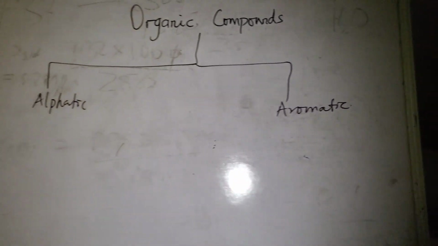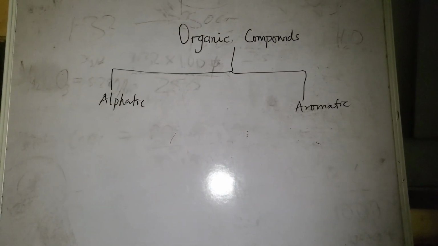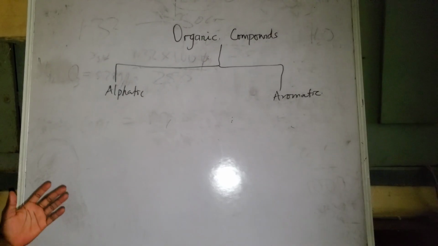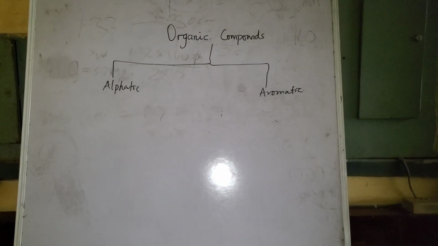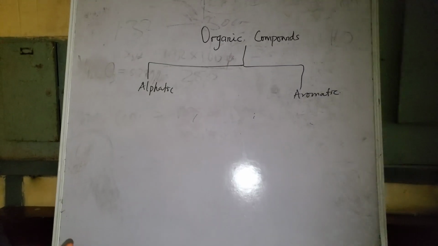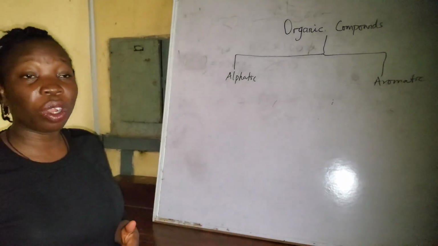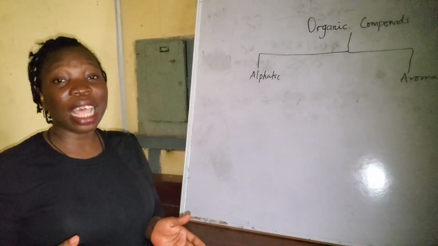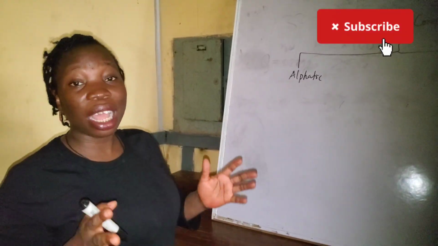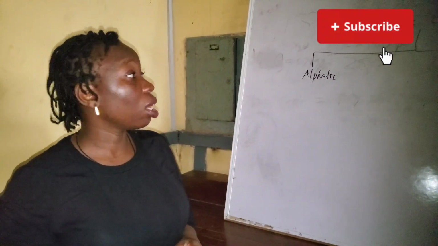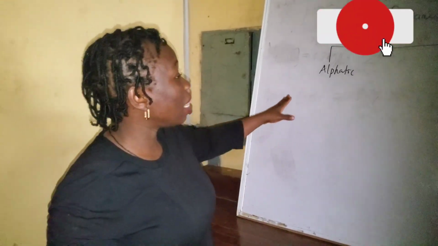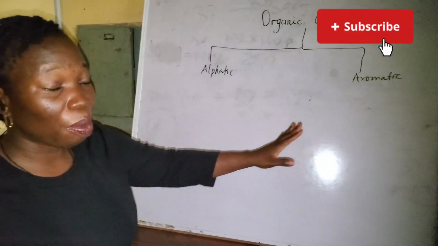Before we move ahead, we need to know what organic compounds are. Organic compounds are the compounds of hydrogen, carbon, and any other element. And these other elements could be oxygen, phosphorus, nitrogen, and any other elements like metals too. They can be found in organic compounds. But these organic compounds are divided into two. We have the aliphatic and we have the aromatic.